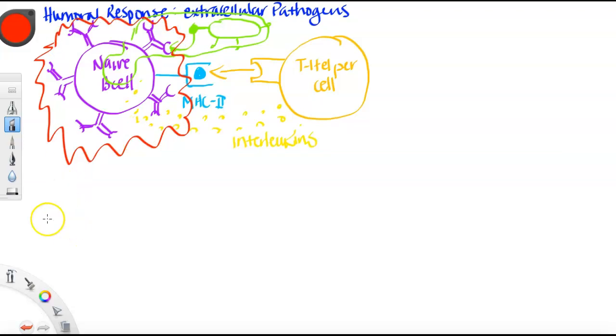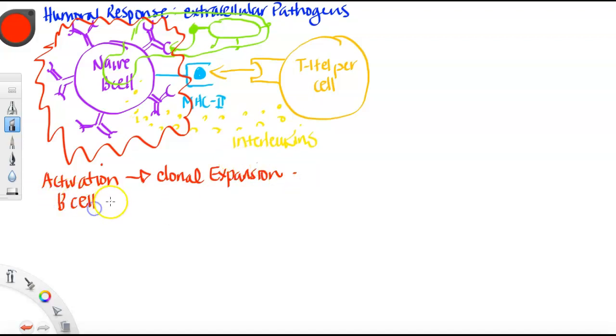Okay? So what happens in activation? Well, what happens in activation is something called clonal expansion. And this is where the B cell divides. And it starts dividing and it produces plasma cells.